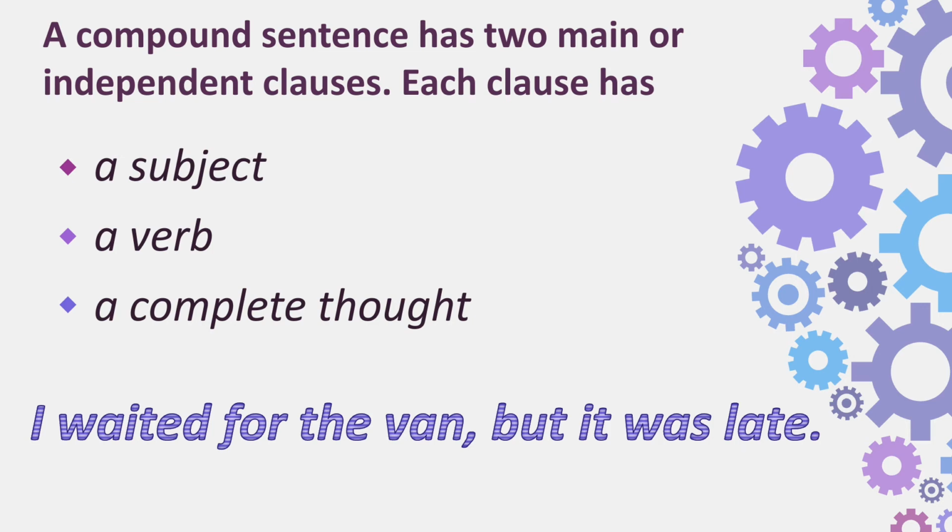I waited for the van. This is a complete sentence and it can stand alone as a complete sentence, and therefore it is an independent clause. But it was late. It was late is also a complete sentence and it can stand alone as a complete sentence, so therefore it is an independent clause. Before but we have put the comma because after but there is a complete sentence. In I waited, I is the subject and waited is the verb. In it was late, it is the subject and was is the main verb here.